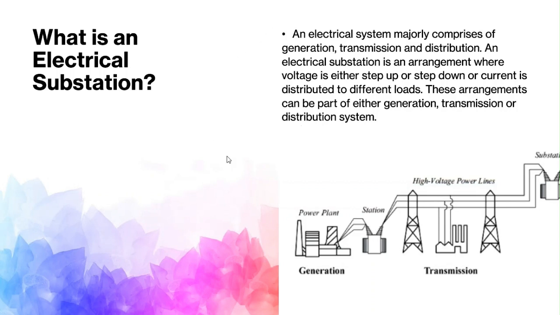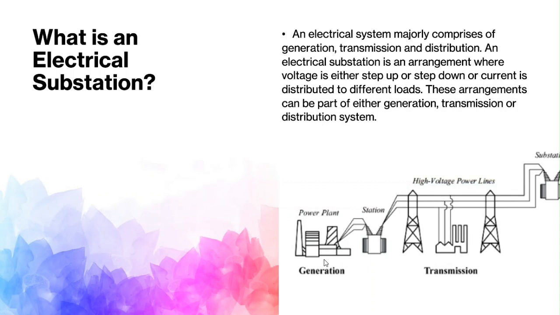Now, in the picture below, you can see the generation, transmission, and later part it is distribution. So generation generally happens at 11 kV, and transmission is generally done at different voltage levels like 66, 132, 220 kV or 400 kV. So there is a need to step up this voltage from 11 kV to 220 or 132 or 400 kV.